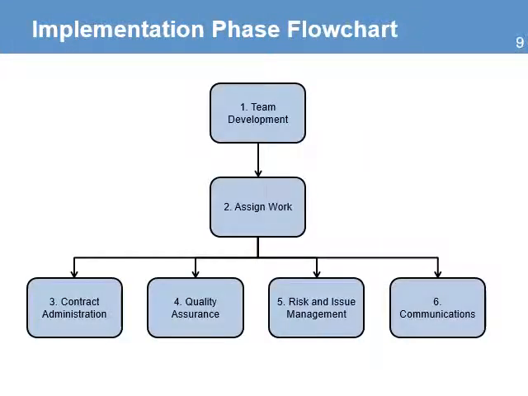This flowchart shows the order of focus in the implementation phase. You need to first start with the team development, which are all the activities to convert the group of people that are assigned to the project into a team. Once you have established clear roles and responsibilities, then you can begin with the assignment of work, which can be for the work the team will do in the first cycle of the project. Then your responsibilities will need to focus on these 4 areas that run in parallel: contract administration, quality assurance, risk and issue management, and communications.